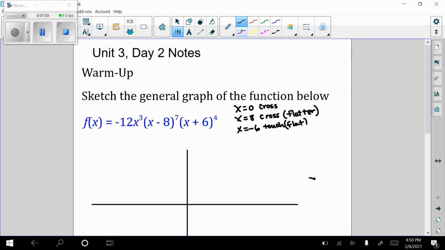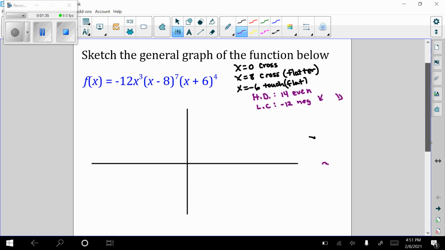Next thing we need to know is our highest degree. If I add my exponents, I get 11 plus 3, I get 14. So even. And my lead coefficient is -12. So my end behavior is going to be down on the right, down on the left.